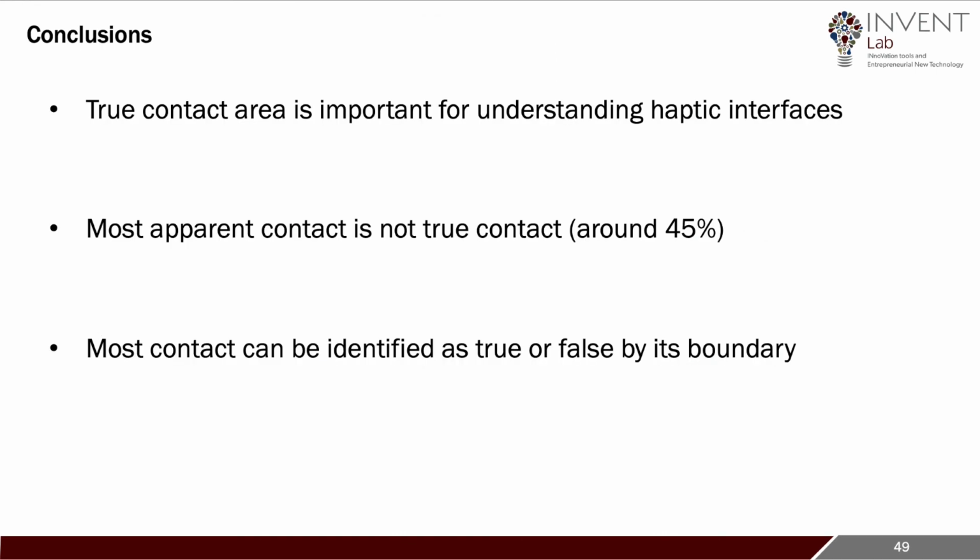So in conclusion, true contact is important for understanding haptic interfaces. Most apparent contact is not true contact, and most contact can be identified as true or false by its boundary.